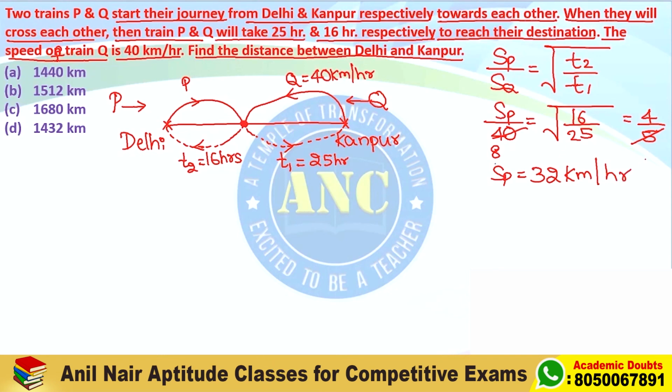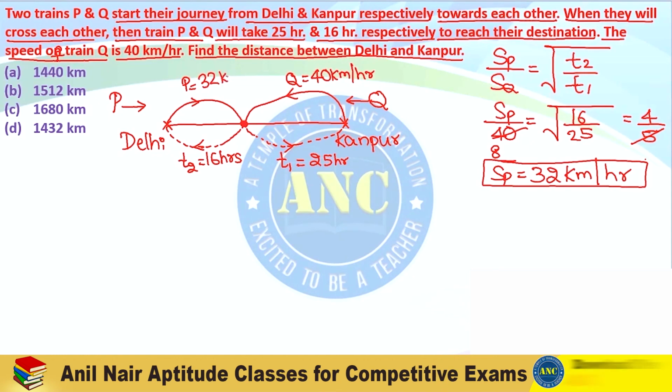What is the reason behind calculating speed of train P? You will understand in a minute or so. Speed of train P also we came to know right now as 32 kilometers per hour. Now let me use a different color so that it will be super clear for you. Now see here. Find the distance between Delhi and Kanpur is the question. Now can I say that distance is nothing but equal to speed into time, right?